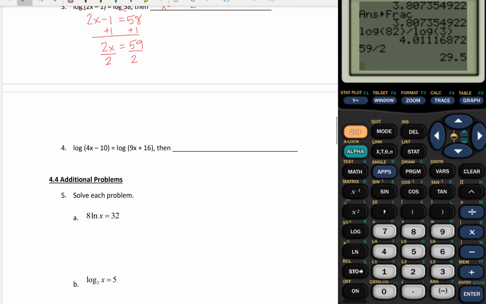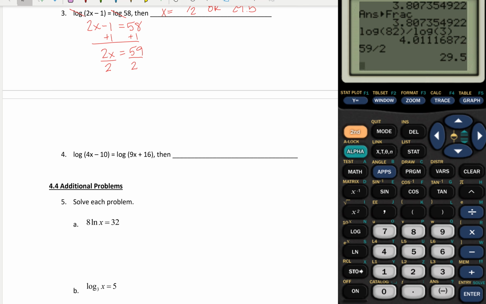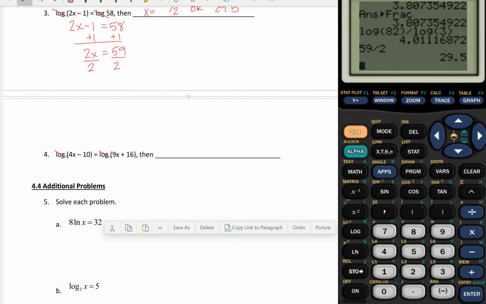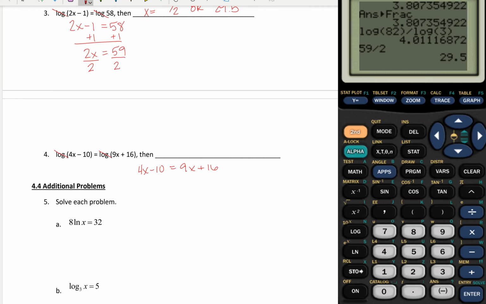Let's see, our next one, we have log of 4x minus 10 equal to log of 9x plus 16. Again, my logs are the same, so I get to drop them, and I'm going to set 4x minus 10 equal to 9x plus 16. Then I'm going to start moving everything around. You can either move the x's to the left or to the right. It does not matter. I'll move my x's to the left, and then I will move my 10 to the right.